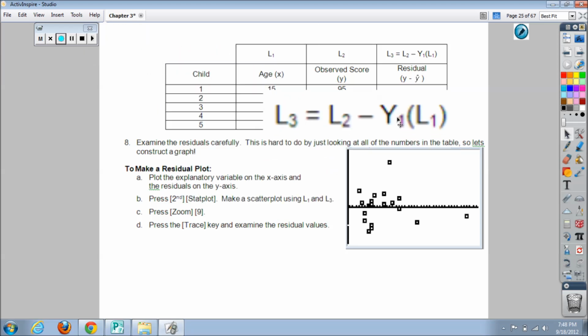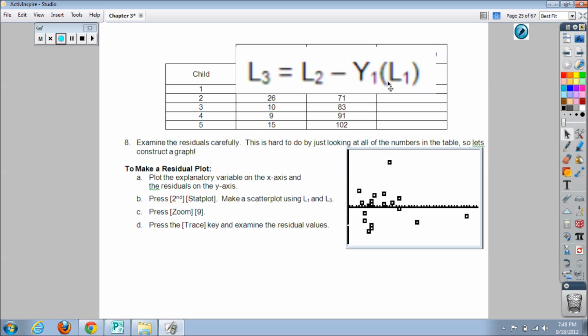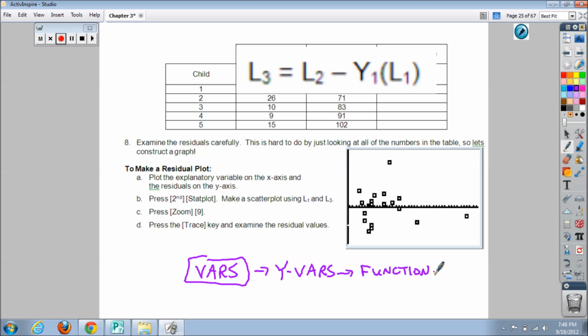Okay, this is what I want you to type in. L2, which you could press second 2, minus, go back and find that Y1 command. The Y1 command, again, you had to press the variables button, scroll over to the Y variables, and then you should be right at function, and then just take the first one, Y1. And then after that, it is absolutely important that you put parenthesis and then put in L1 end parenthesis.